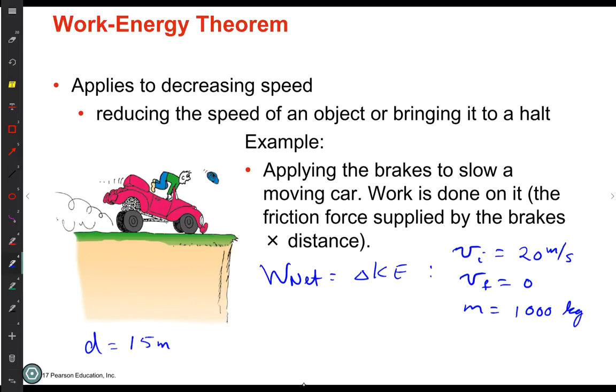What was the question? So we have a car that starts at 20 meters per second, has a mass of 1,000 kilograms. It's going to go from 20 meters per second to 0, its final speed, in 15 meters. Force of friction is what's going to stop it. How big does that force of friction have to be?